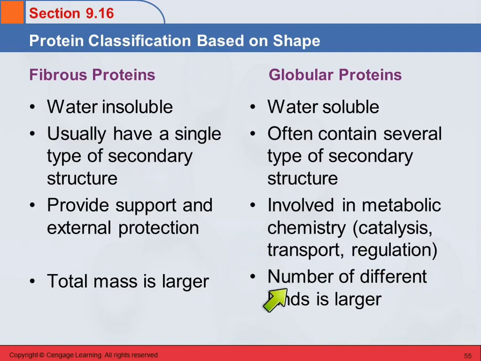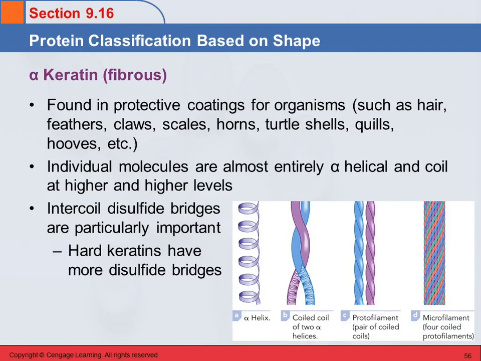There's a larger number of different kinds of globular proteins, but the fibrous proteins are present in larger amount. So if you compare the actual mass of fibrous versus globular proteins in an organism, there'd be more mass of fibrous proteins. But if you looked at the numbers of different kinds, there'd be more globular proteins. So we're going to talk about a couple examples of each.